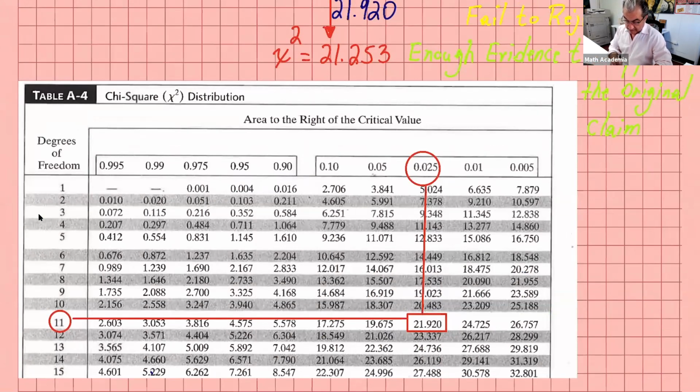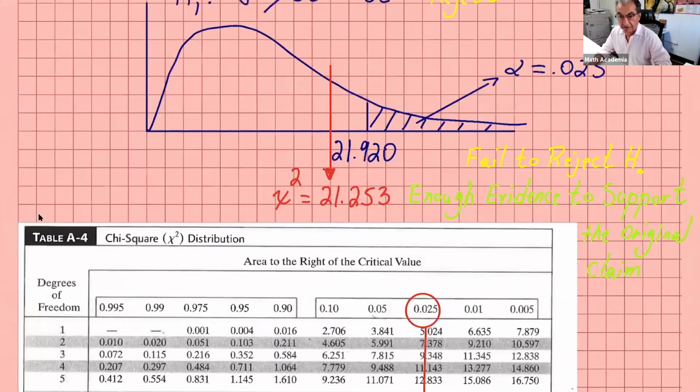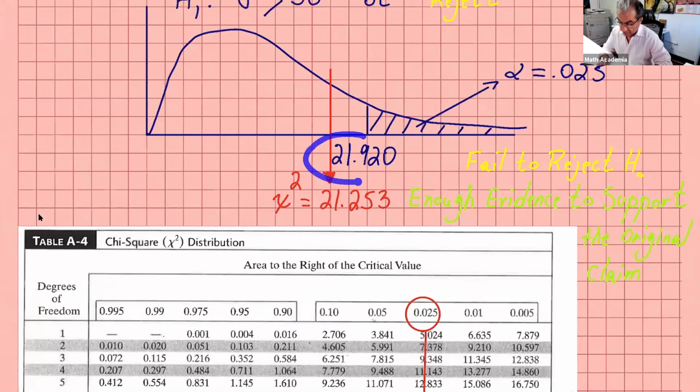Test statistic chi-squared is n minus 1 times s squared over sigma squared. Again, you have these formulas. Substitute and you get 21.253. 21.253 is before 21.9. So the first thing we say is fail to reject H0 because we are in the non-shaded area. Fail to reject H0, that means accept H0 and reject H1.